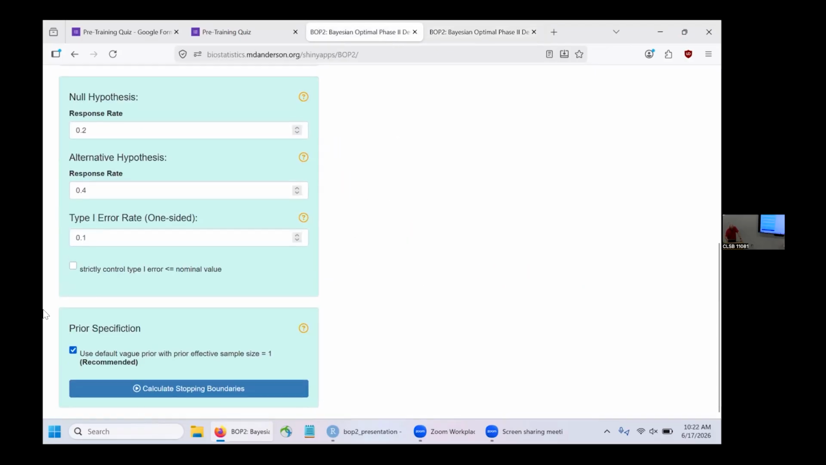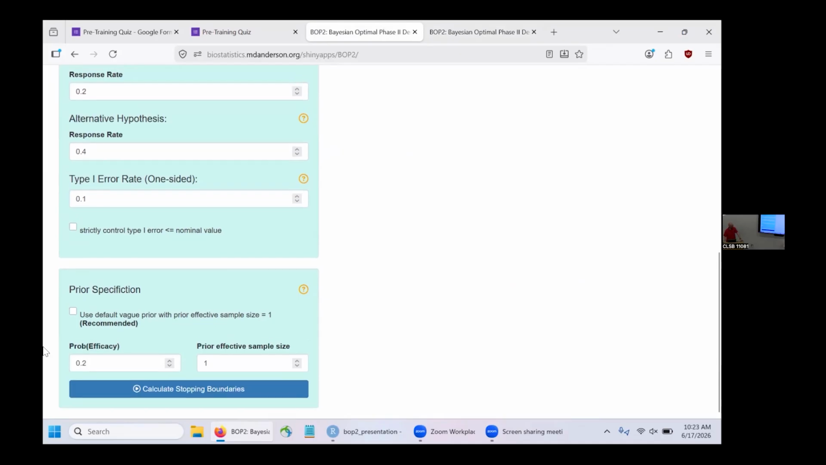Okay. So use default prior with prior effective sample size equal to 1. So it's saying it's going to set the sum of the parameter values equal to 1. You can change it by choosing a different probability of efficacy and a different prior effective sample size.